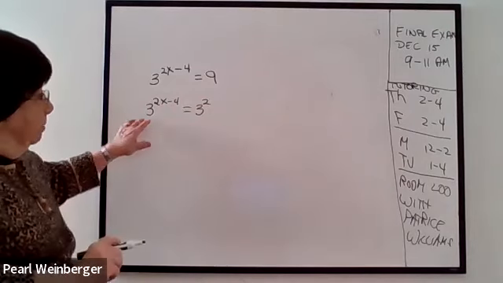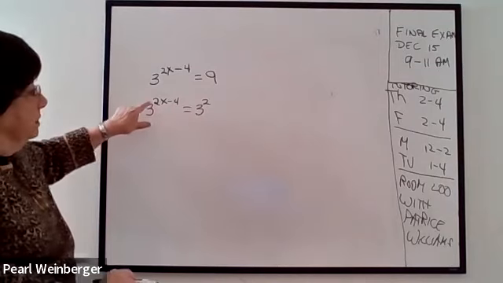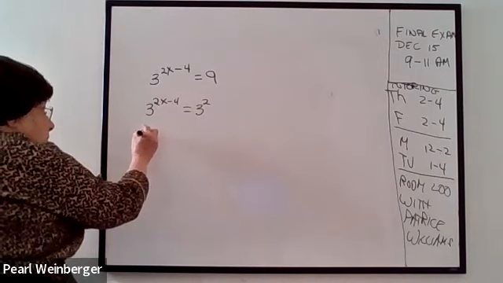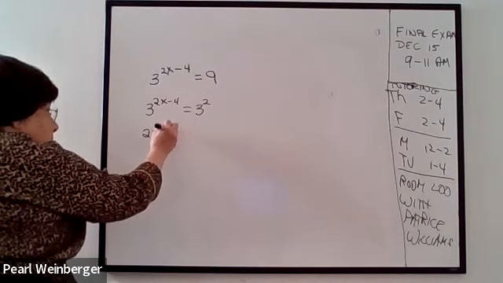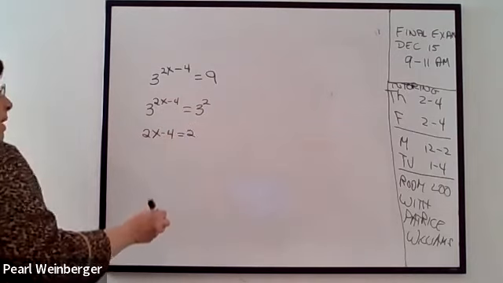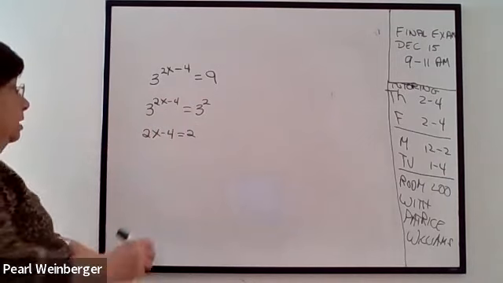And now that both the bases are the same, we can solve it by setting the two exponents equal. In other words, the 2x minus 4 has to equal 2. And then you get an equation that's not a very difficult equation to solve.